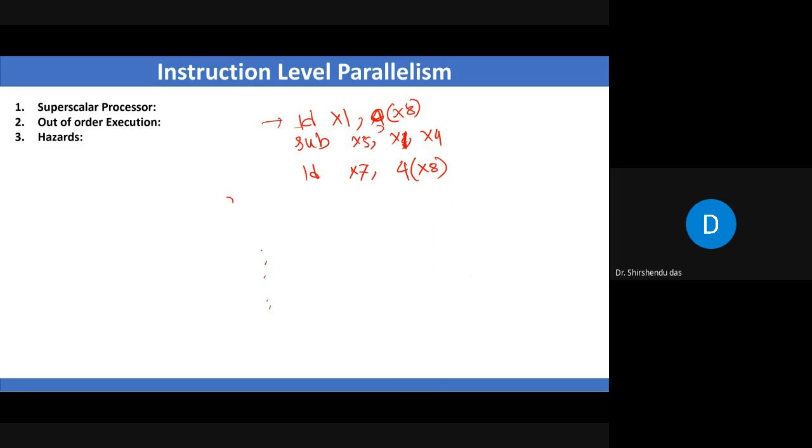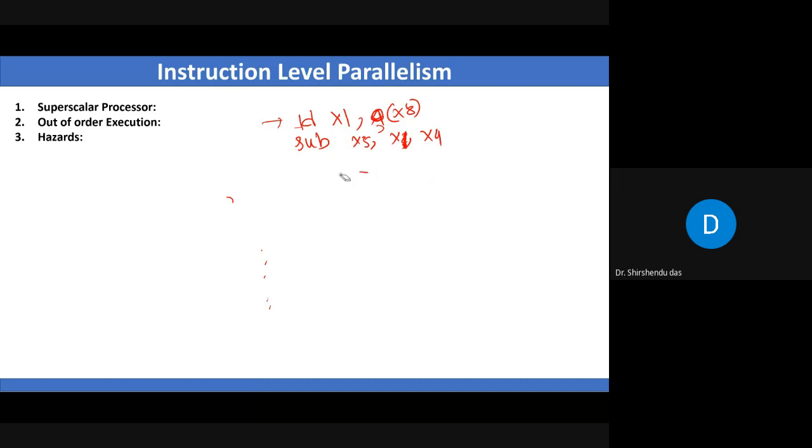But this load instruction is independent, right? So out of order execution means every time you need not follow PC plus 4. Suppose the first and second instructions are dependent, so they cannot proceed. In that case the processor can start executing from the third instruction. That is called out of order execution. You can start executing out of order, but you will not commit out of order. After execution, the results will be stored in a buffer, and commit will again be in program order.